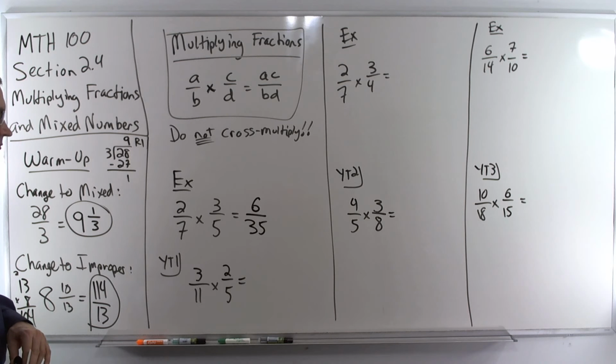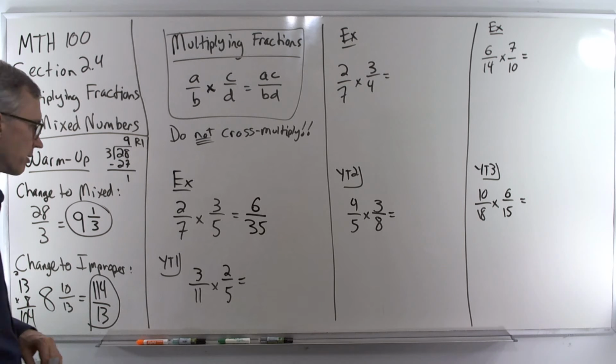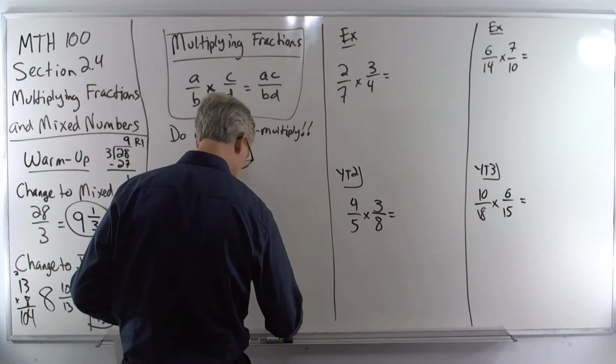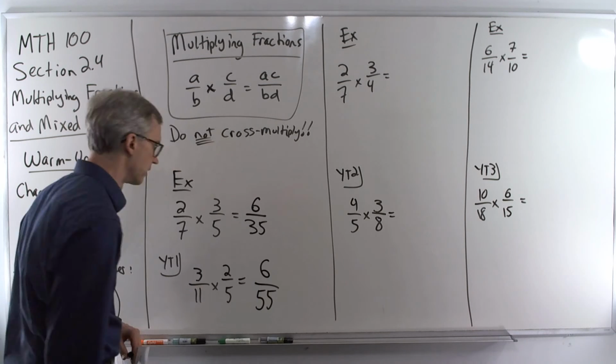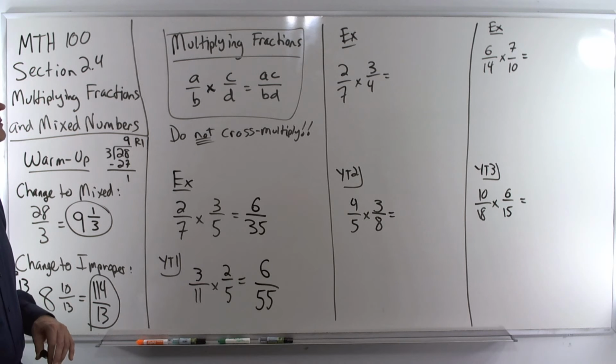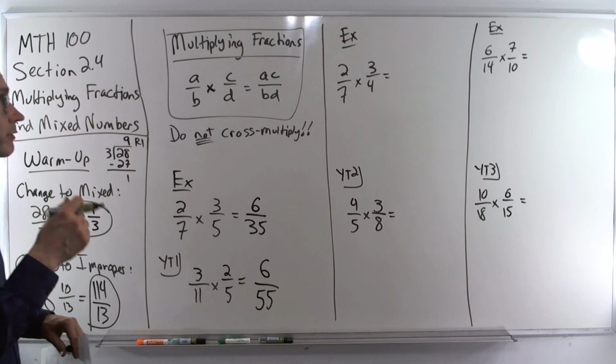All right, same result on top. 3 times 2 gives us 6. 11 times 5, 55. Neither of those can be reduced. Sometimes they will be able to be reduced.